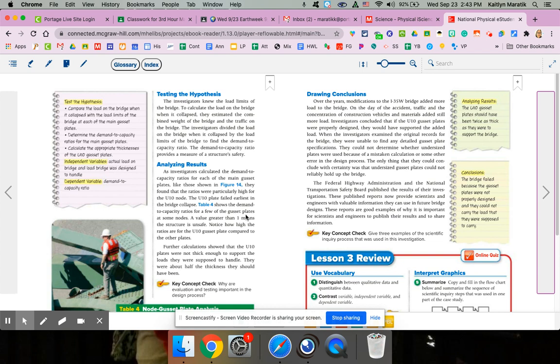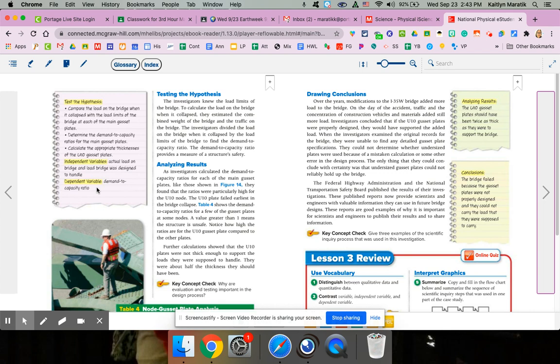So analyzing these results. If you look on the side here, testing the hypothesis, they want to compare the load on the bridge when it collapsed with the load limits of the bridge at each of the main gussets. They need to determine the demand to capacity ratios and calculate the appropriate thickness of the U10 gusset plates. Their independent variable here is the actual load on the bridge, and the load the bridge was designed to handle. And what are they observing? The demand to capacity ratio.